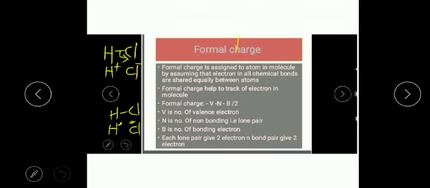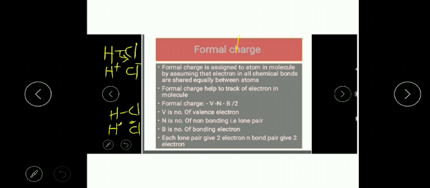Hello everyone. I am going to speak on the concept of formal charge. The formal charge is nothing but a simple charge only. The formal charge is assigned to an atom in a molecule by assuming that electrons in all chemical bonds are shared equally between the atoms. Let's understand this concept by using the HCl molecule.